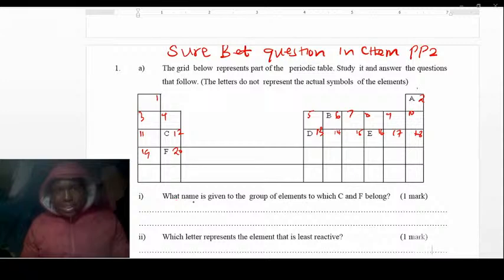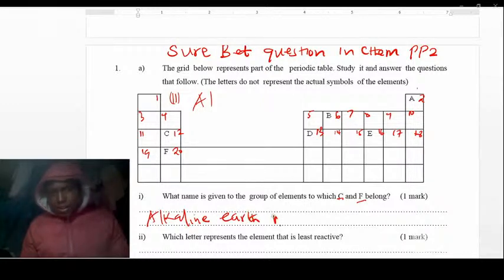You are asked what name is given to the group of elements to which C and F belong. C and F are here, this is C and this is F. You can see that this is group 2 elements. So what name are they given? These are called alkaline earth metals. Don't write alkali, because alkali metals is group 1.